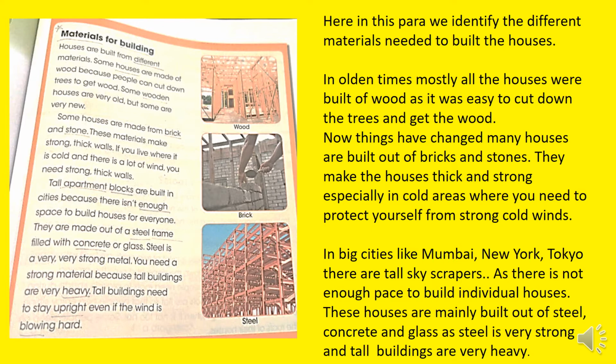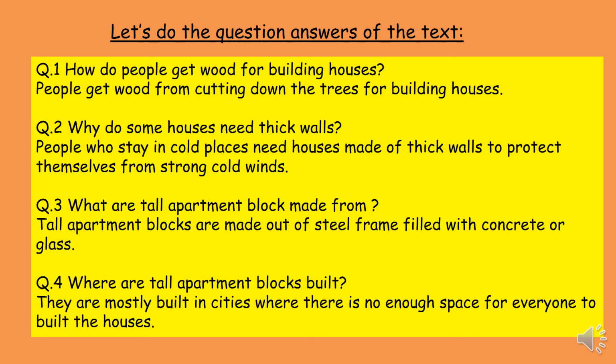Okay, let's go further. Now let's do the question answers of this text. How do people get wood for building houses? So, what answer do we have? People get wood from cutting down the trees for building houses. Next question. Why do some houses need thick walls? People who stay in cold places need houses made up of thick walls to protect themselves from strong cold winds.